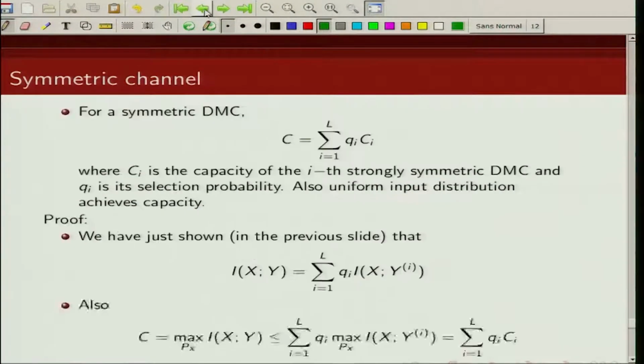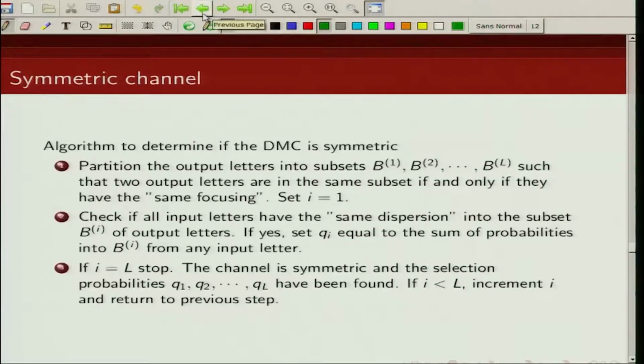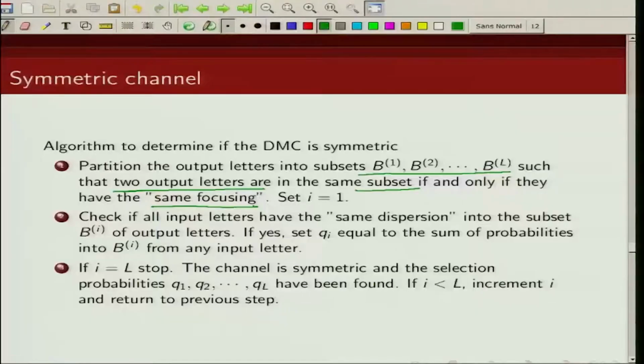If you recall and go back to the first step: we are partitioning the output letters into subsets B1, B2, ..., BL such that two output letters are in the same subset if they have the same focusing. So, in our example, the output letters 0 and 1 have the same focusing, and delta has a different focusing, so that is kept in a different subset. So, B1 consists of output symbols 0 and 1, and B2 consists of delta.